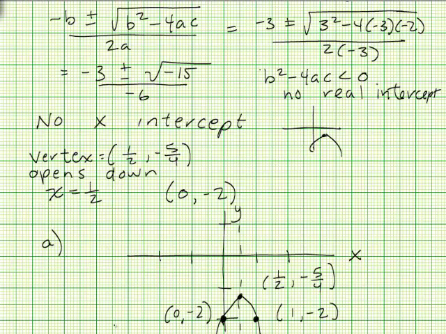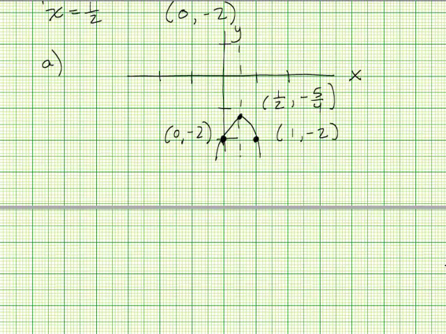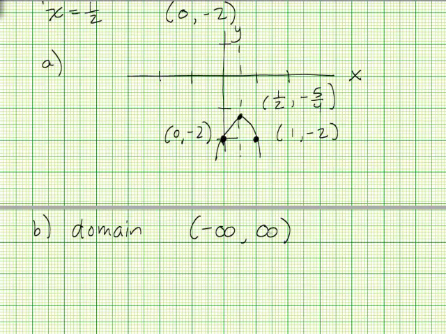Okay, so we are done with part A, which is graphing, and now we want to look at the domain and the range and where it's increasing and where it's decreasing. So our domain, the values that x could be, is from -infinity to +infinity. We remember to put a parenthesis or curve because it doesn't include those points.